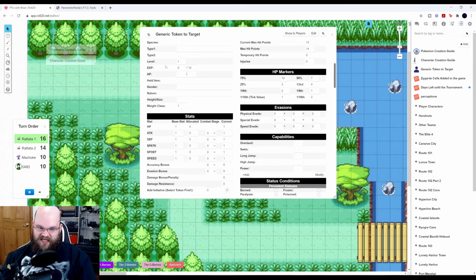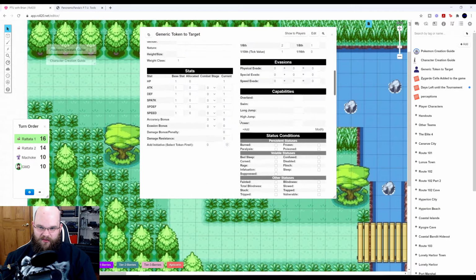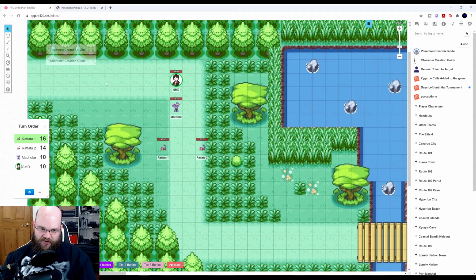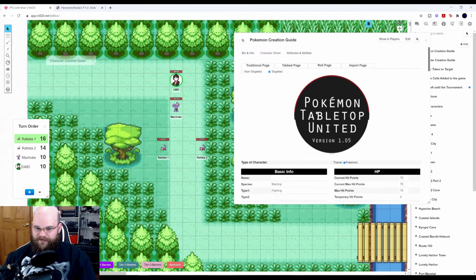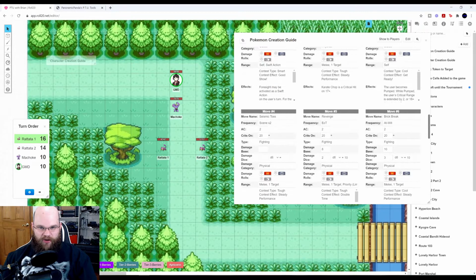I didn't give it any stats. It's level 1, right? None of this stuff matters. What I've called it is a generic token to target, because I'll show you. So let's go ahead and open our Pokemon here, his character sheet. We're going to scroll down and say it's his turn, and he wants to use Brick Break on one of these Rattata. Now, what happens if you do not tie a character sheet to a token?